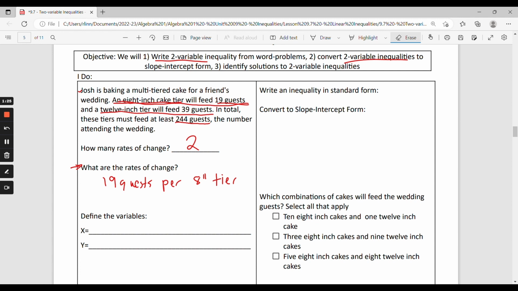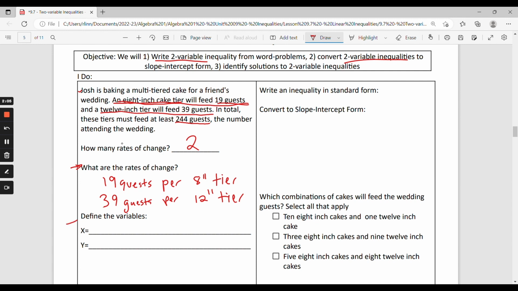Let me go ahead and rewrite guests here so it's a little bit better. All right, so 19 guests per 8-inch tier, which then makes my other rate of change 39 guests per 12-inch tier. All right, so I've now identified my two rates of change. If I have two rates of change in a problem, that normally means I'm going to use standard form. So we're going to get to that in just a moment.